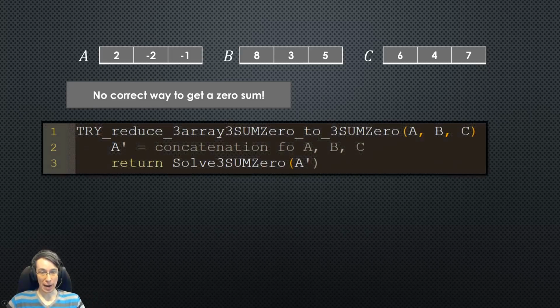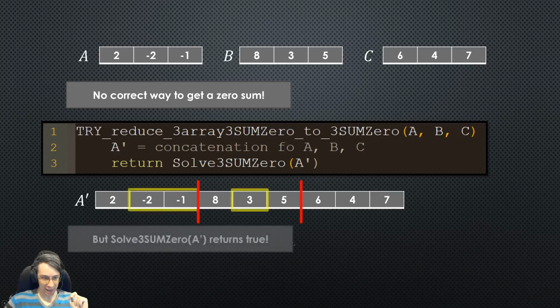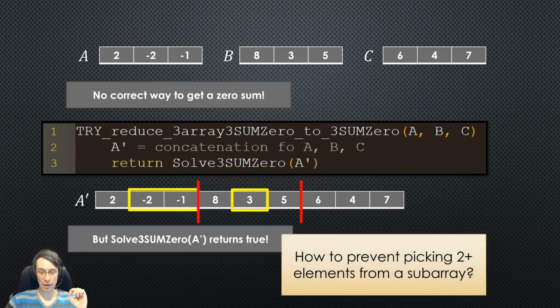Unfortunately, this attempt to reduce 3-array 3-sum 0 to 3-sum 0, wow, that's a mouthful, this reduction attempt will actually find that incorrect solution because concatenating these arrays does nothing to distinguish between them. These are really the subarrays, A, B, C, and this quote-unquote solution, really a solution attempt, will unfortunately find these 3 numbers. When we call solve 3-sum 0, these 3 numbers will be selected and will return true, even though it's clearly incorrect for us to return true in this case. So this is not a correct reduction.